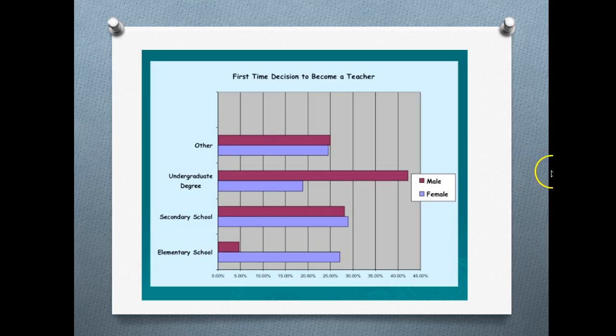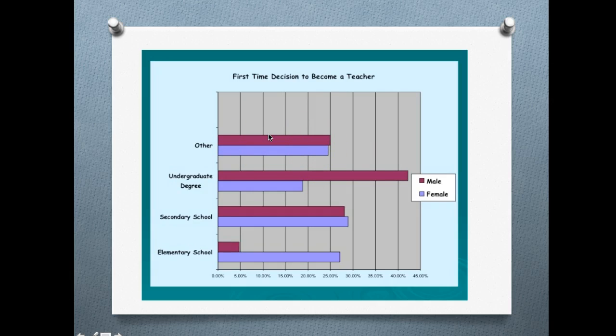Of the males and females, many more females decided than males during elementary school. About a similar number, although slightly more females, decided during secondary school, and a substantially larger population of the sample of males decided to become teachers during their undergraduate degree. And then we have an equal number of others.